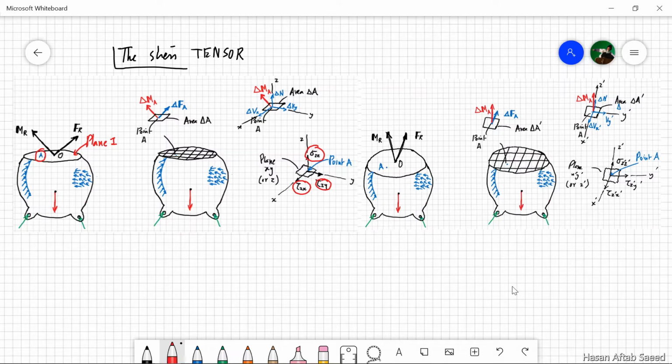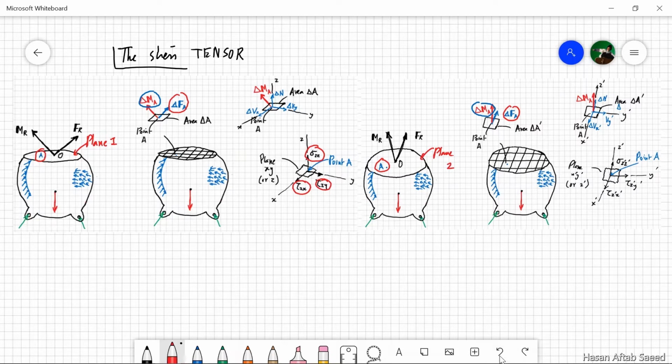Observe a different cutting plane, plane 2, that passes through the same point A. Although it is the same point, the magnitude and direction of delta FA and delta MA on plane 2 will be different from what they were on plane 1. Therefore, stress vector on the same point A is dependent on the orientation of the cutting plane or the interface.